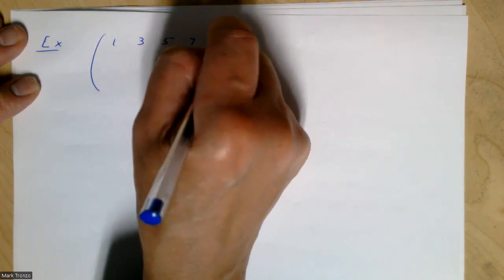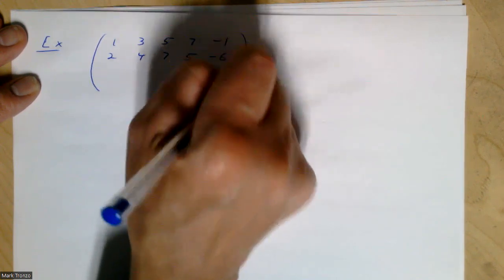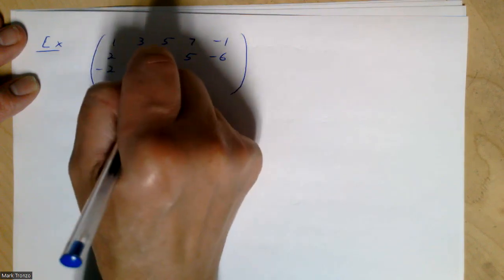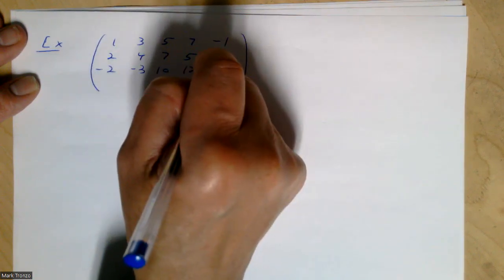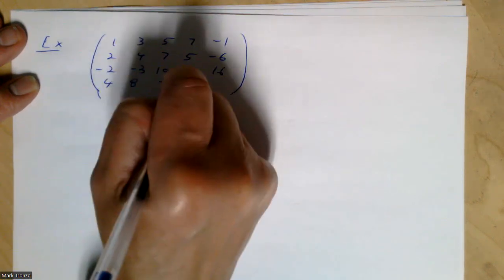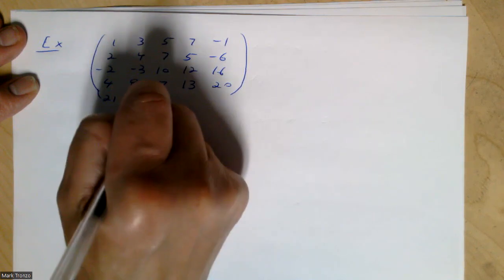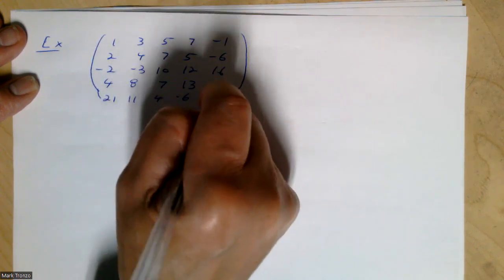So once again, to just review some things real quickly, you recall whenever you have any square matrix, say 1, 3, 5, 7, minus 1, 2, 4, 7, 5, minus 6, minus 2, minus 3, 10, 12, 16, 4, 8, 7, 13, 20, 21, 11, 4, minus 6, 7.